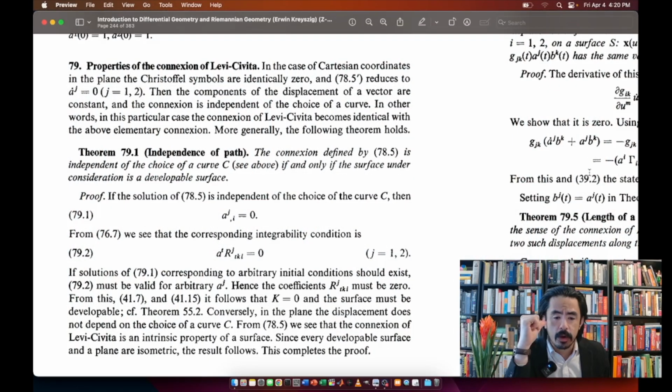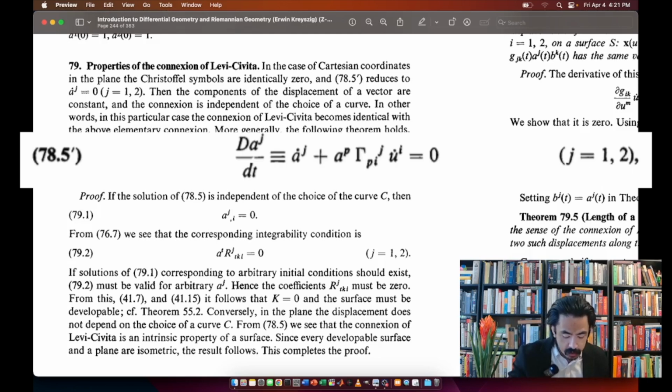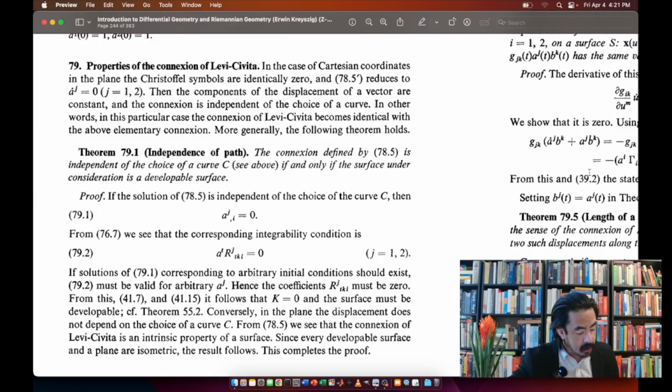Section 79, Properties of the Connection of Levi-Civita. In the case of Cartesian coordinates in the plane, the Christoffel symbols are identically 0 and 78.5 prime, which from the previous section is capital D A superscript j over dt equals A dot superscript j plus A superscript p times Christoffel symbol Γ_{pi}^{j} times u dot superscript i equals 0, where j is either 1 or 2. That reduces to A dot superscript j equals 0, where j is equal to either 1 or 2.